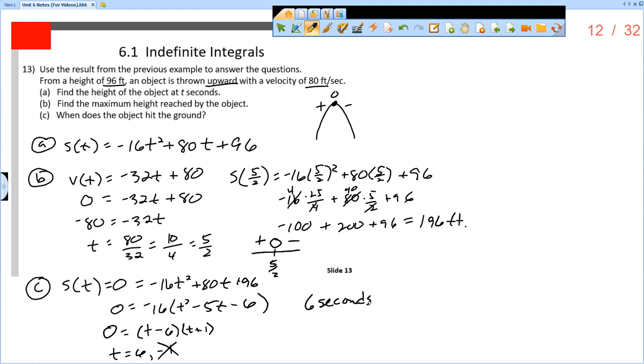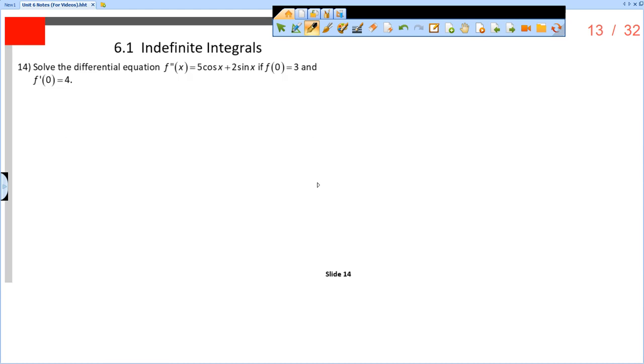All right. So that is slide number 13. And moving on to slide number 14. Solve the differential equation: f double prime of x equals 5 cosine x plus 2 sine x, if f of 0 equals 3 and f prime of 0 equals 4.